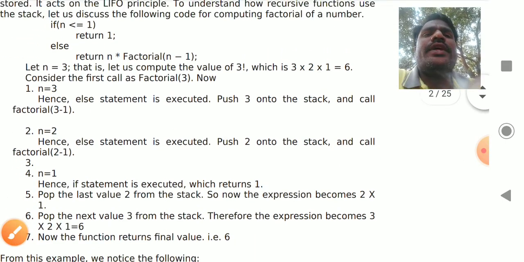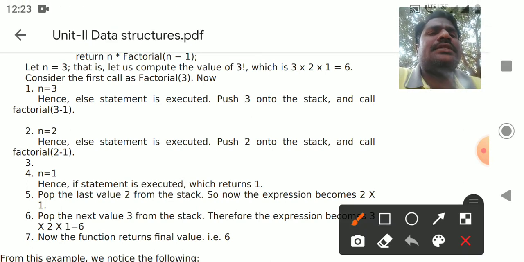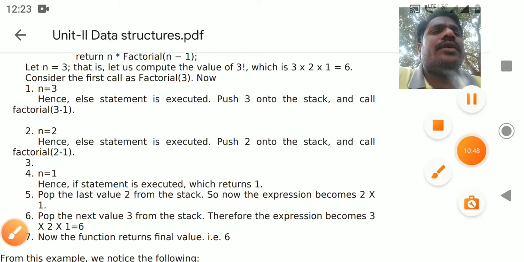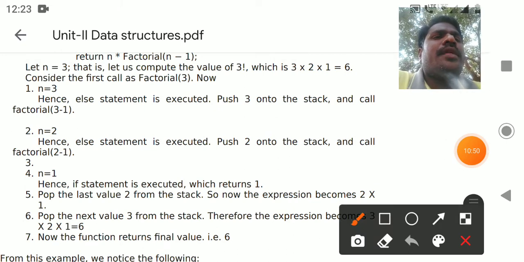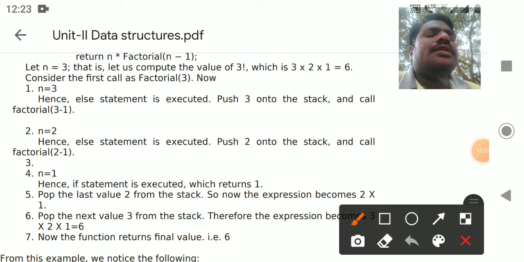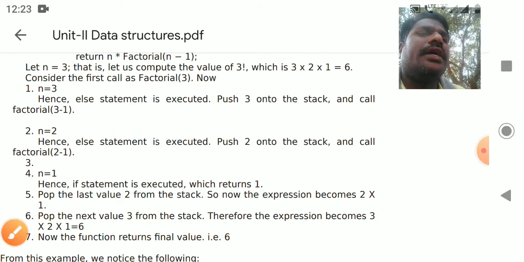Whenever n is equal to 3, I am showing a stack here.